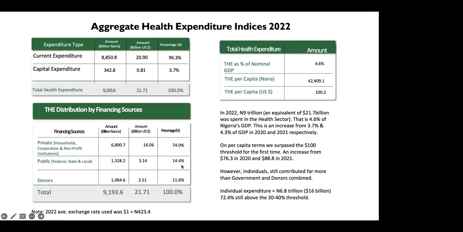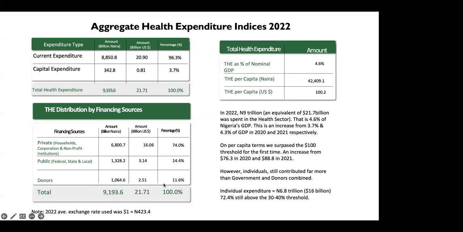Okay, but keep an eye on government expenditure. Government expenditure is somewhere around 14% total. So the argument in the health financing space is that government has to do more. Okay, government really has to spend more. Government should be spending this 74%, while individuals are spending 14%.